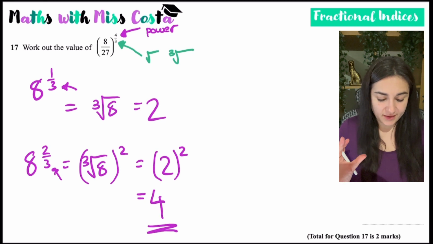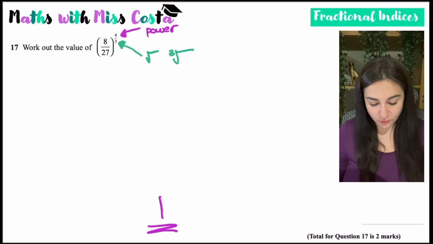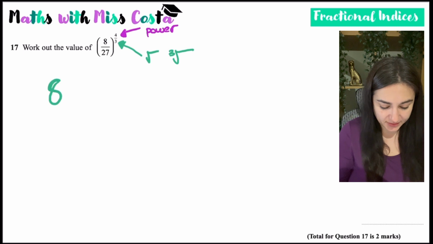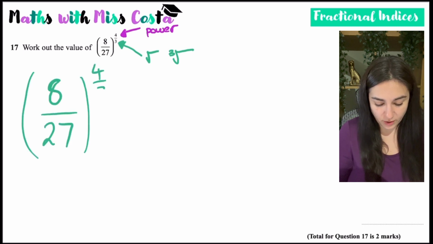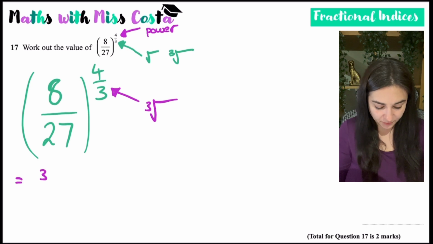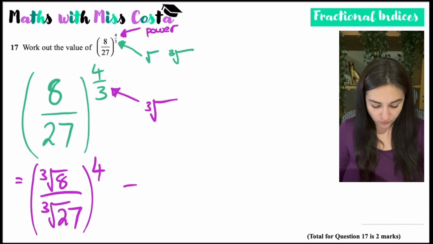Okay, so quick overview of the fractional indices. Now let's see what happens here, because I've got a fraction being put to the power of a fractional index. So 8 over 27 to the power of 4 over 3. I'm going to deal with the denominator first, and this is telling me that everything is being cube rooted. So I can write that as the cube root of 8 over the cube root of 27, which then I need to do to the power of 4.